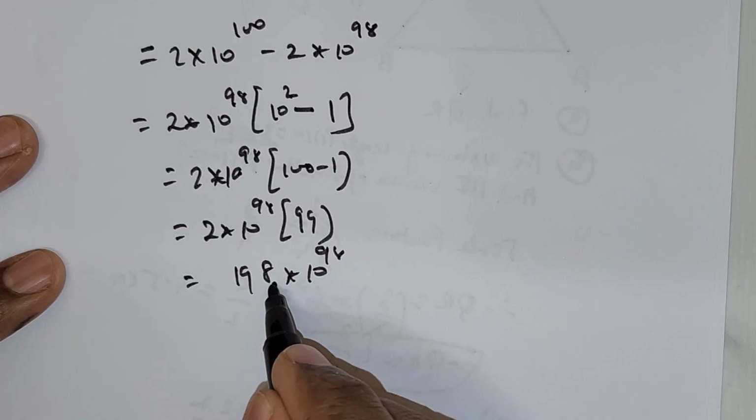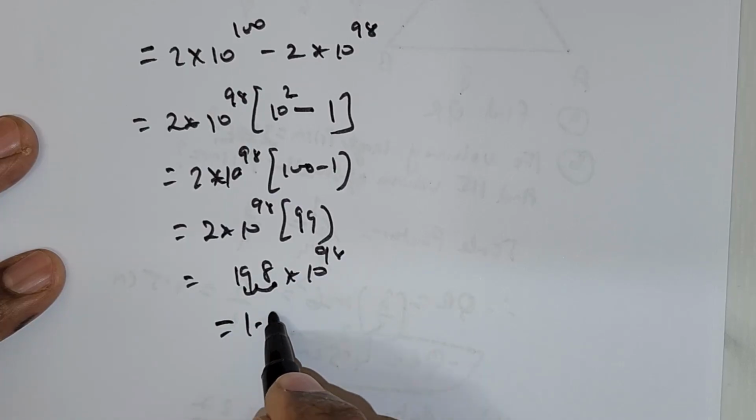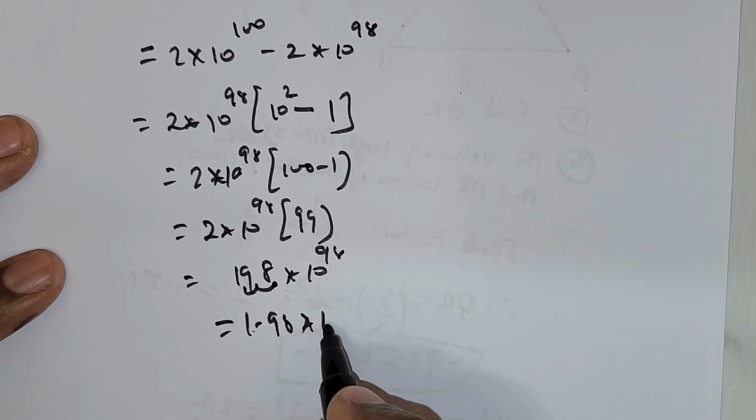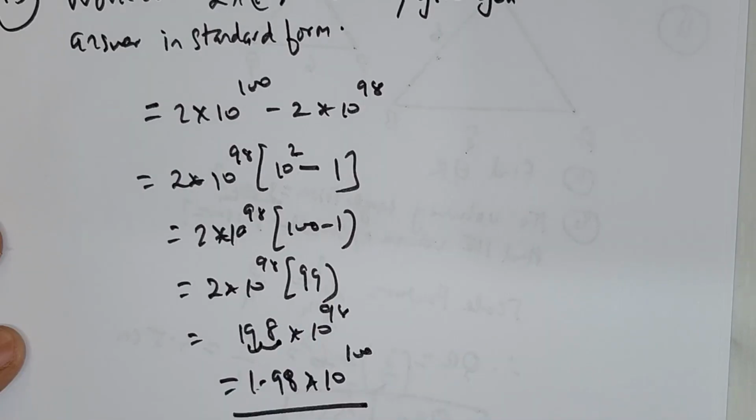So from here the decimal has to move 1 place, 2 place. So I'm going to rewrite this as 1.98 times 10 raised to the power of 100.